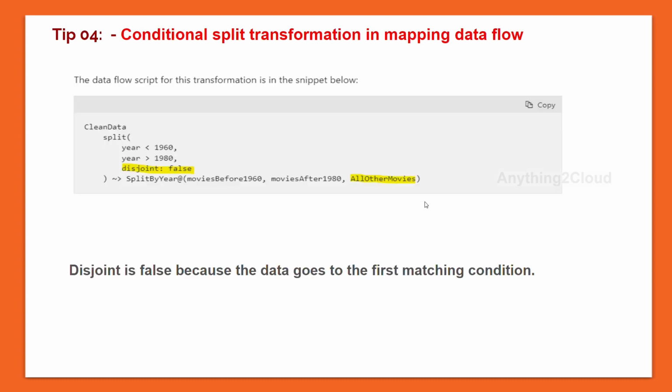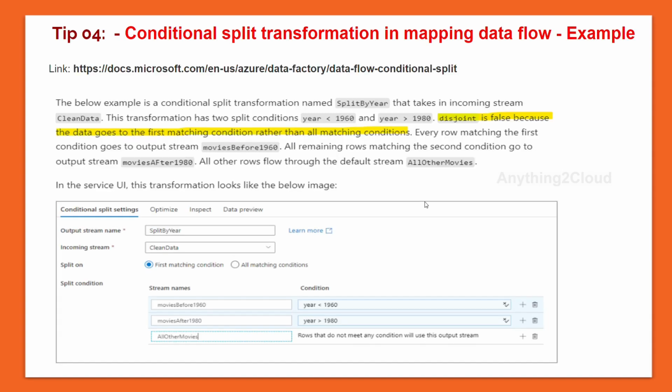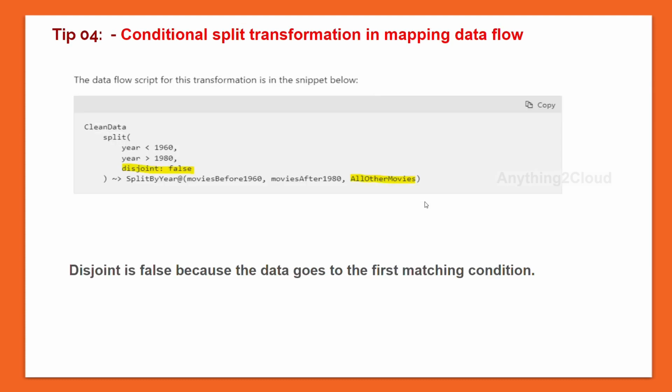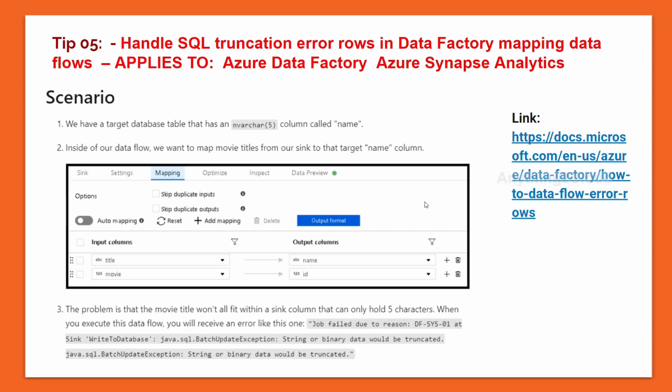The default one also comes here, but the split condition will have only the conditions specific to that particular data stream. And this disjoint is false because we chose the first matching condition in the UI. That's the reason you find disjoint equal to false in this code snippet. Moving on to the next one.